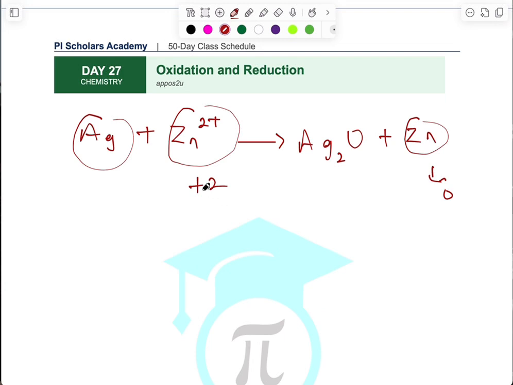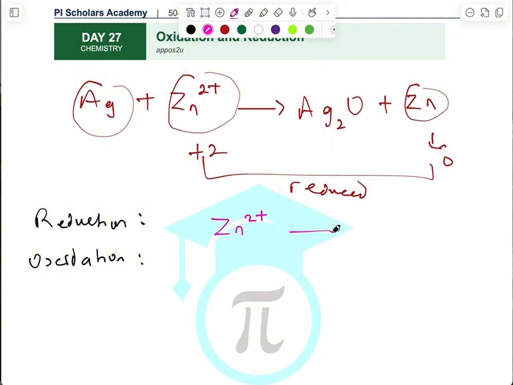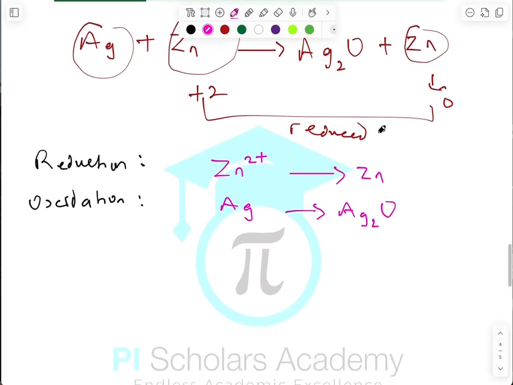So automatically you know that zinc is being what? Is being reduced. So zinc is being reduced. Therefore, you separate it into the reduction and the oxidation. We call them the half equations. So we have reduction, that's from Zn2+ to Zn. And then obviously the oxidation will be from Ag to what? Ag2O. Let me write that properly. Ag2O. You can see that there is addition of oxygen. So that perfectly follows the definition I gave you earlier.